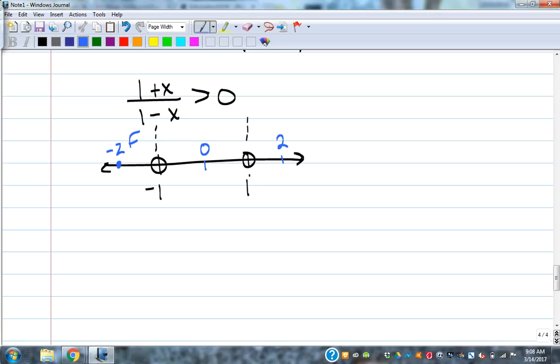Well, I plug a 0 in. 1 over 1, is that greater than 0? Yes. Well, that part's true. If I plug a 2 in, that'd be 3 over -1. Is that greater than 0? That's false. So the only parts that work in the domain are from -1 to +1.